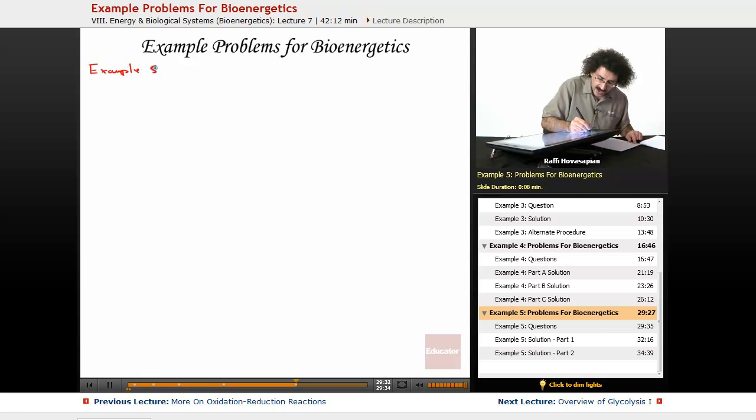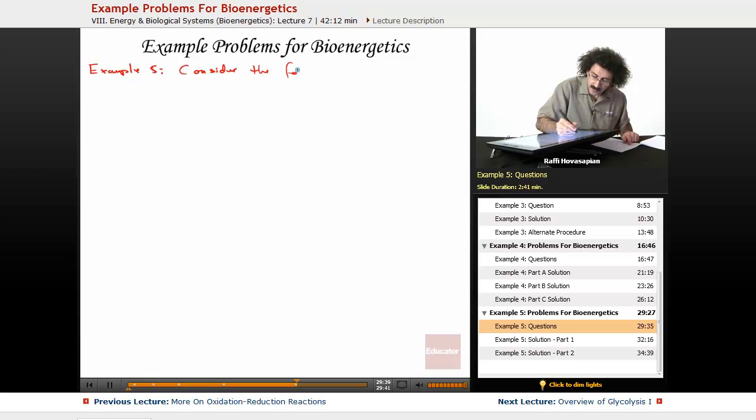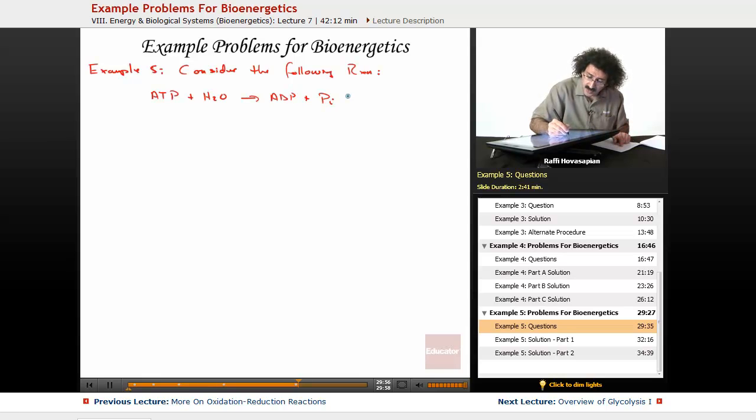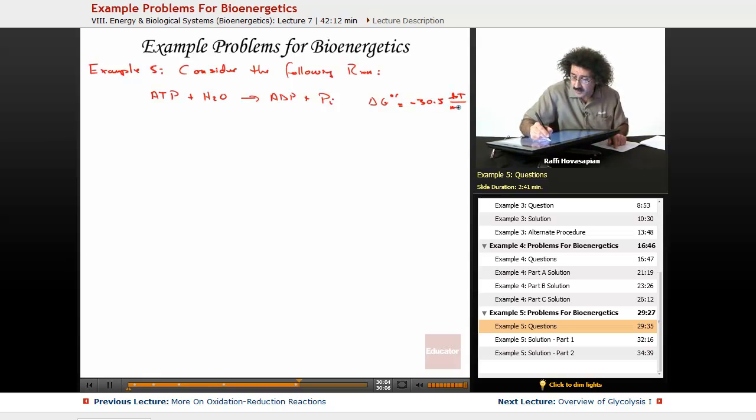So, example 5. Now, consider the following reaction. It is going to be ATP plus H2O, the hydrolysis of adenosine triphosphate, going to ADP plus inorganic phosphate. We have the delta G standard for this is equal to minus 30.5 kilojoules per mole of ATP.